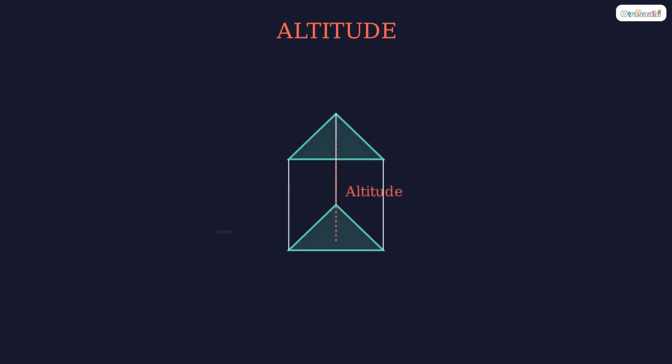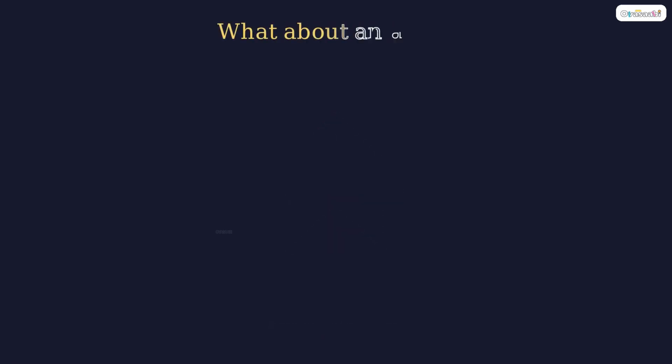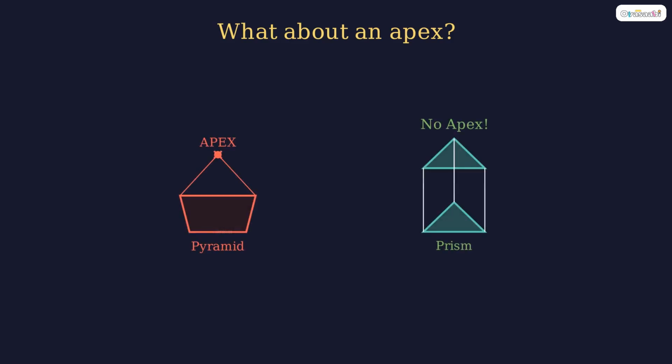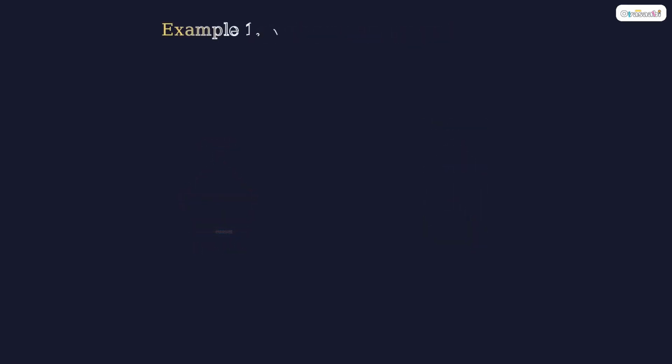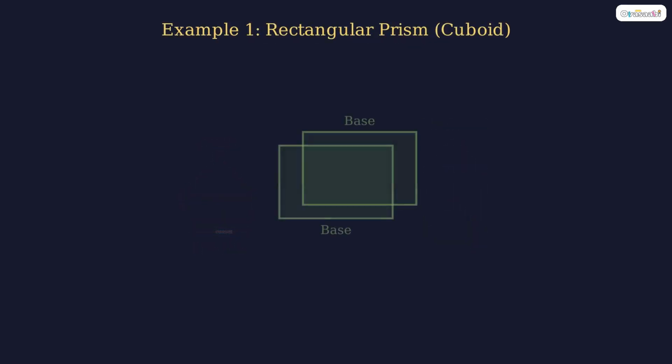The altitude is the perpendicular distance between the two bases. In a right prism, the altitude equals the lateral edge because everything stands at 90 degrees to the base. An apex is the pointed top where edges meet, like on a pyramid, but prisms have no apex. A prism has a flat base on top and bottom. Remember, apex belongs to pyramids, not prisms.